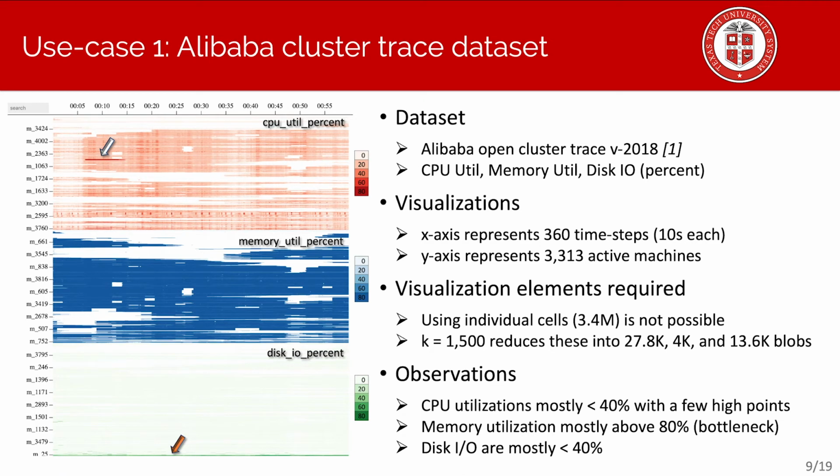It helps to show that the CPU utilization is mostly below 40% with a few high points over here, the memory utilization is mostly above 80%, and the IO is very idle. So if Alibaba needs to upgrade its cluster, the bottleneck is the memory usage, and it should first focus on memory.